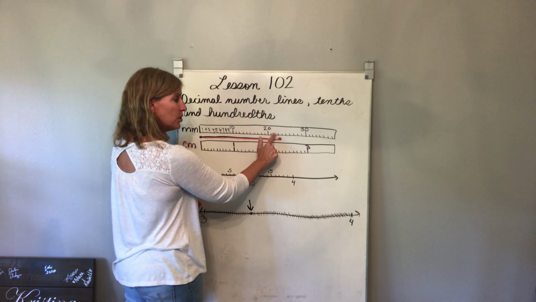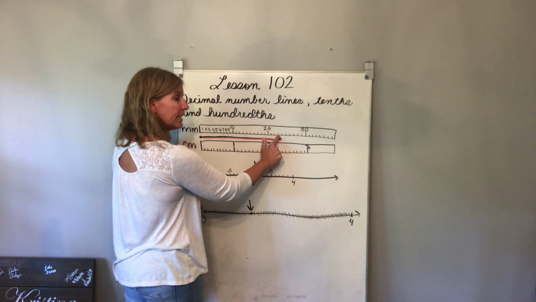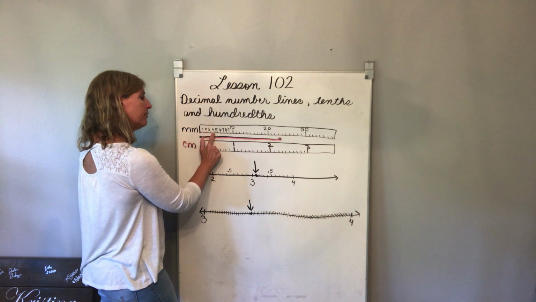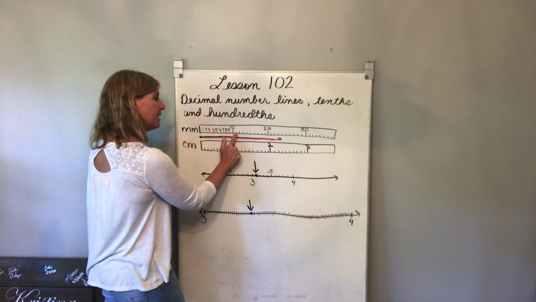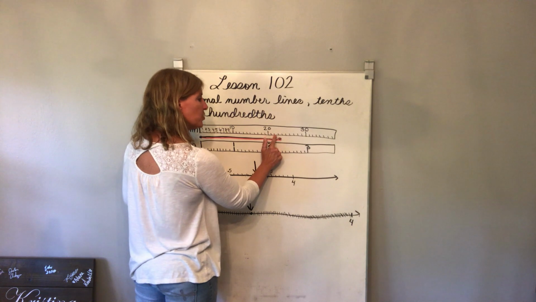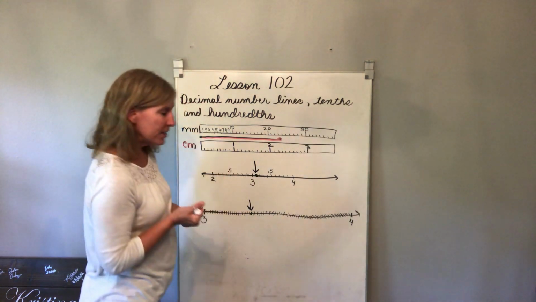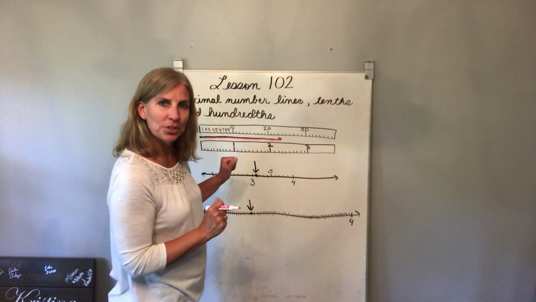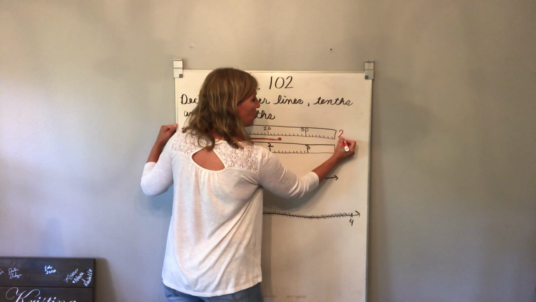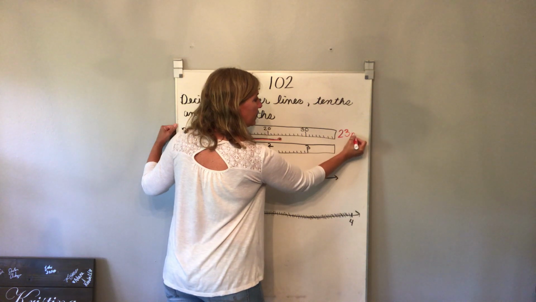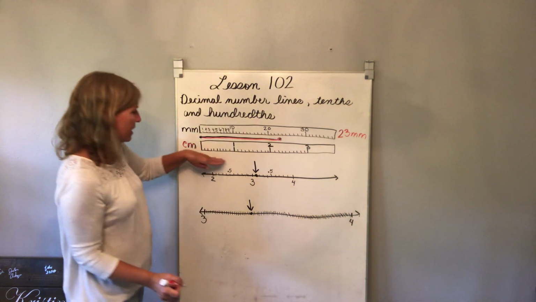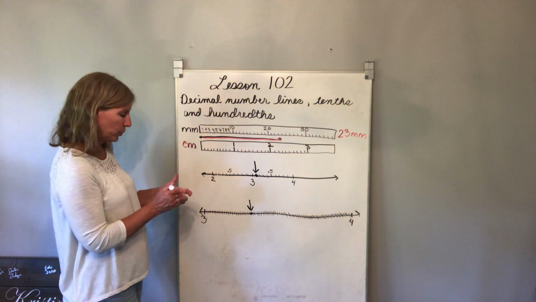21, 22, 23. Now you also could have counted that 1, 2, 3, 4, 5, 6, 7, 8, 9, 10, 11, 12, 13, 14, 15, 16, 17, 18, 19, 20, 21, 22, 23. Both ways are correct. It's just a little easier to group by tens. We're going to write this measurement as 23 millimeters, 2 lowercase m's.